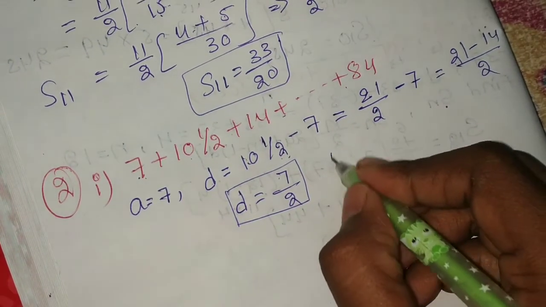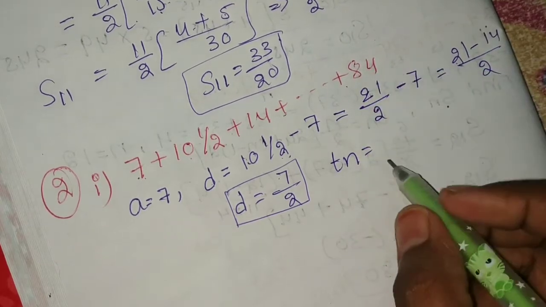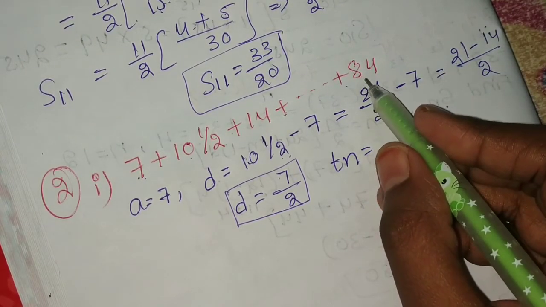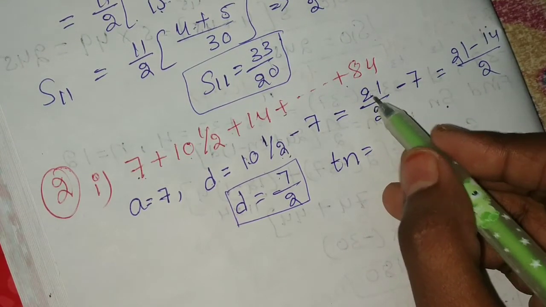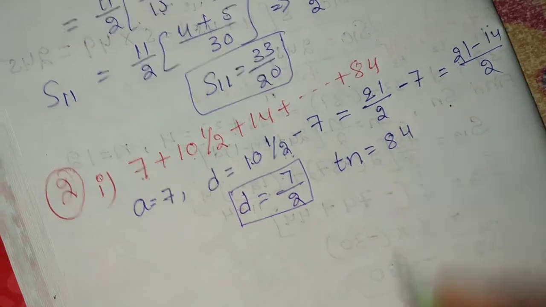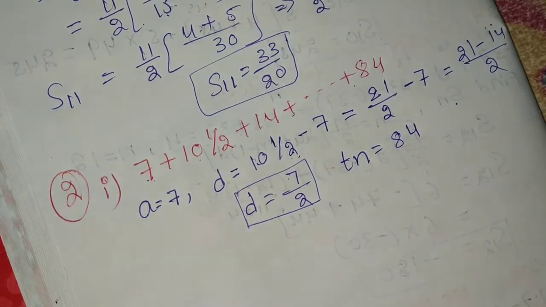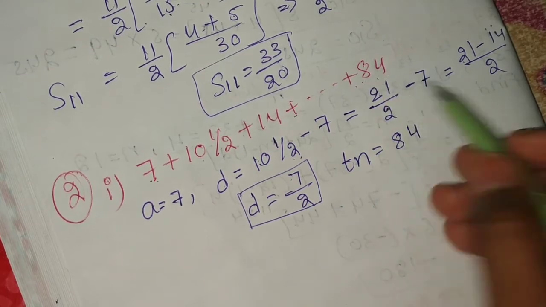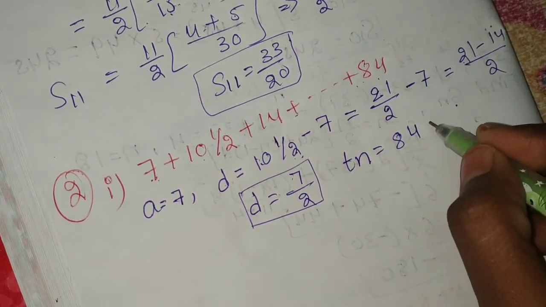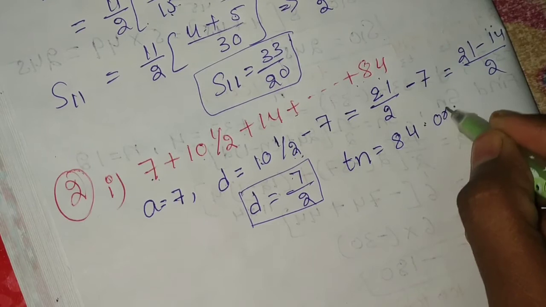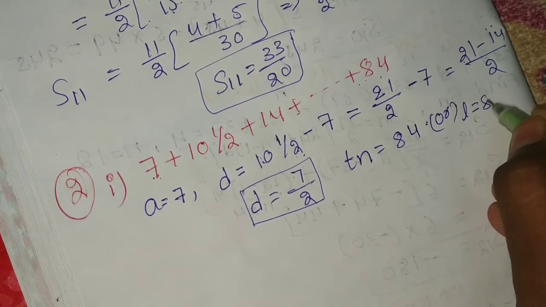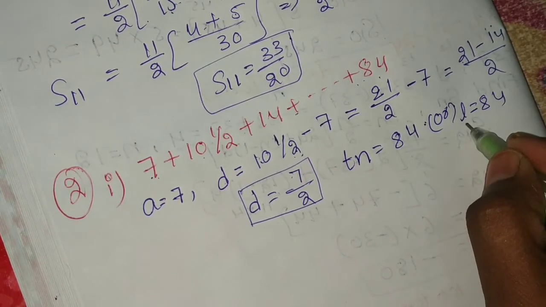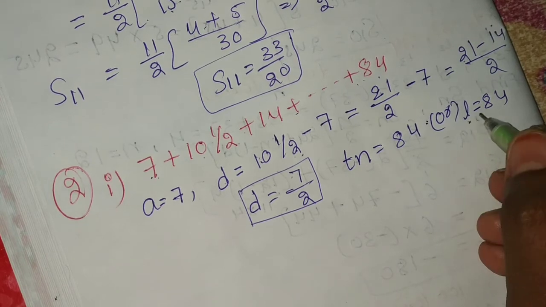What is term n here? Tn is equal to, what is the last term? That is 84. So I told you, if it is the last term, that is 84, you can denote it as small l. Small l is equal to 84. This indicates the last term. Understand?